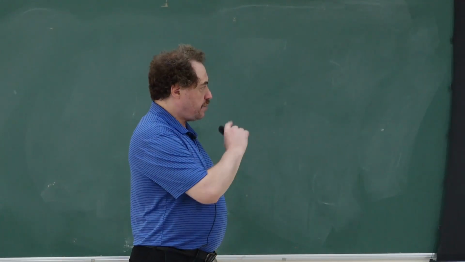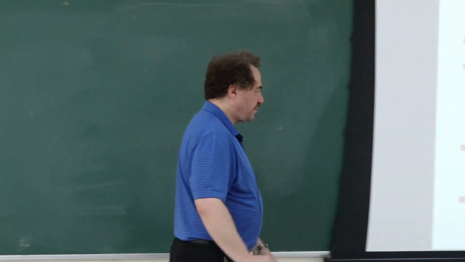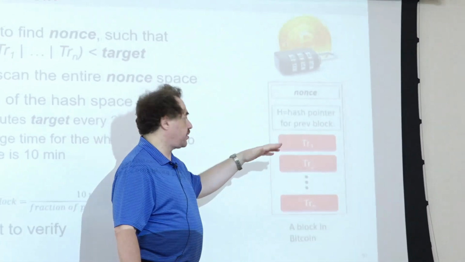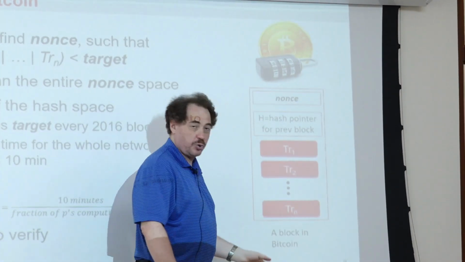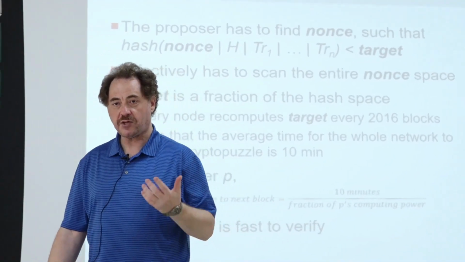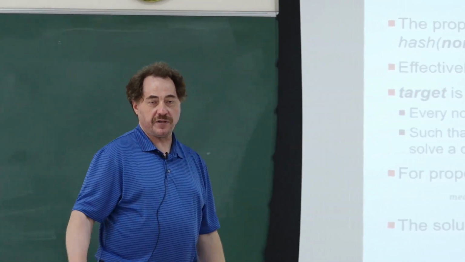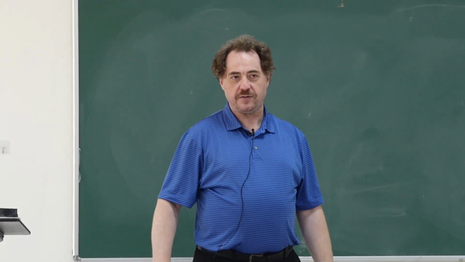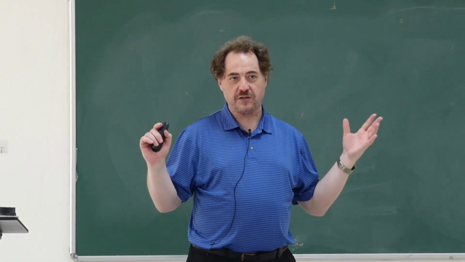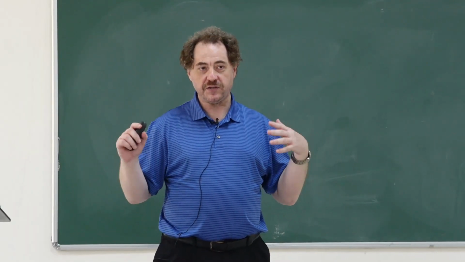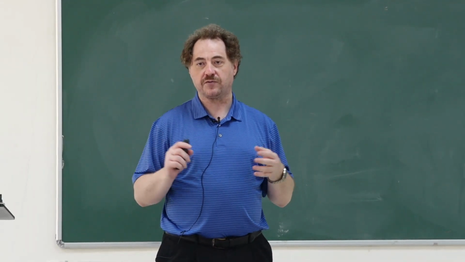And another important part is that the solution is fast to verify. So how do we verify that it's a good nonce? You just compute one hash. Very cheap. One hash computation. But in order to find the solution, you need to explore a very large space of potential values. And this is where the hardness is coming from.